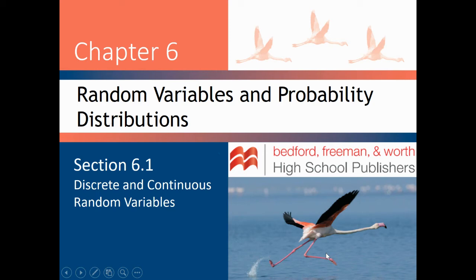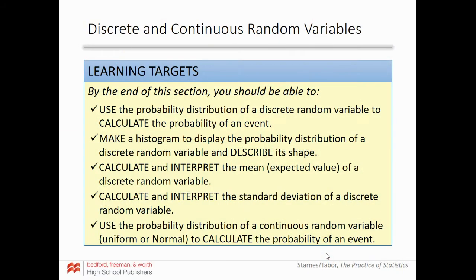All right, hello everyone. We are looking at chapter 6 now. Random variables and probability distribution. This video is section 6.1, discrete and continuous random variables.